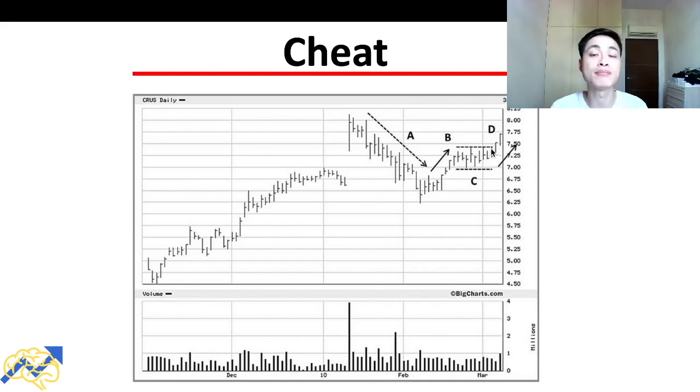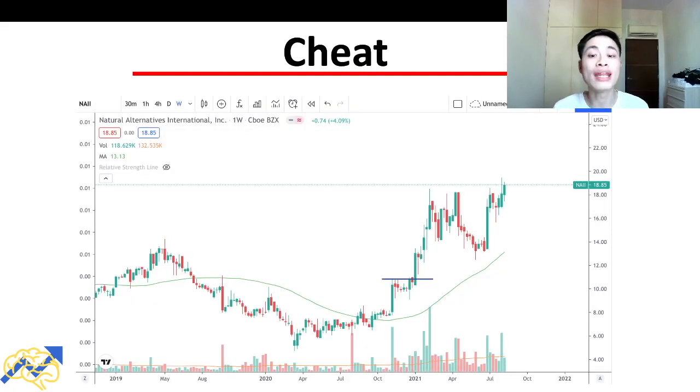So where will he enter his position in the stock? He will enter when the stock breaks above this cheat setup. So as you can see over here, this is the upper range. So when prices break above this upper range and above the cheat setup area, that is where he will enter his position in the stock. Now let's take a look at another example.